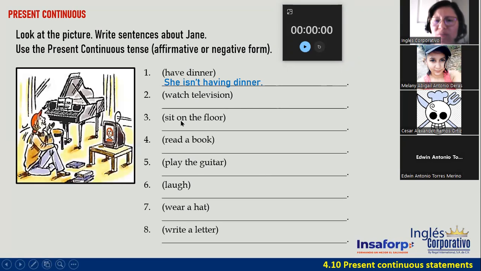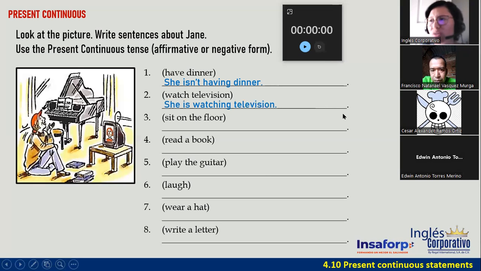Watch television. Is she watching TV? Yes. So the sentence is? Watching TV. Muy bien. She is watching television. What about number three? Is she sitting on the floor? Yes. Okay. ¿Cómo nos quedaría la oración? Yes, she's sitting. Muy bien. She is sitting on the floor. Okay. What about number four?